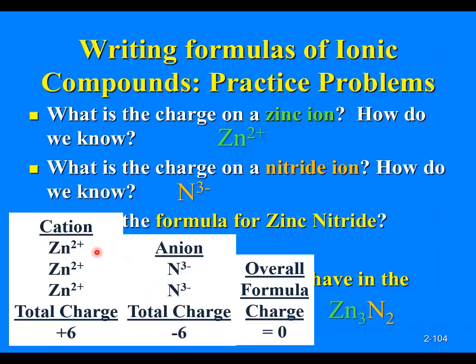Since I had 3 zinc cations, as I said before, we put a subscript 3 after zinc in the ionic compound formula. Since I have 2 nitride ions needed to balance charge, I show a subscript 2 after the nitrogen in the ionic compound formula.